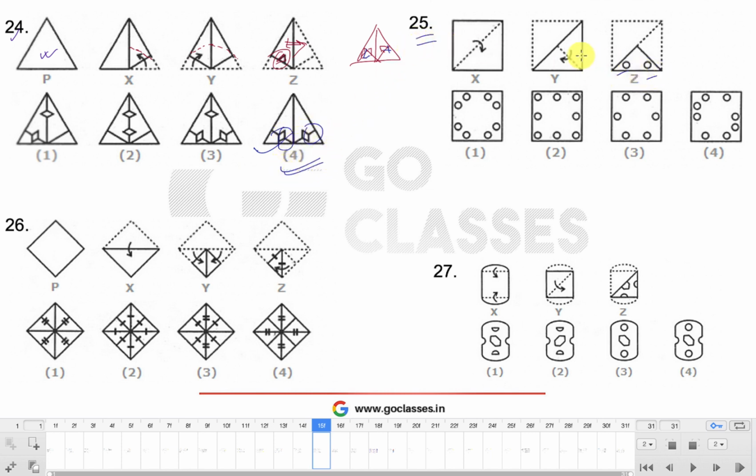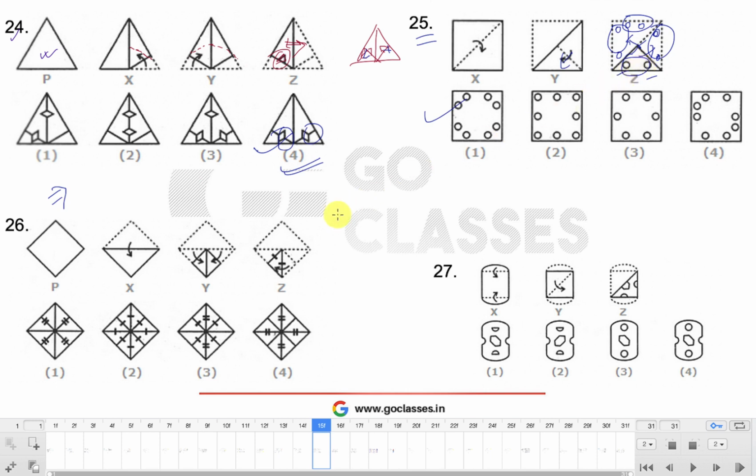Question number 25. These 2 cuts are here. It was last folded like this. So it will be open like this. So this cut will be here and this will be here, right? And then this complete will be folded like this. It will be like this. 2 circles are here, 2 here, 2 here and 2 here. This is the answer.